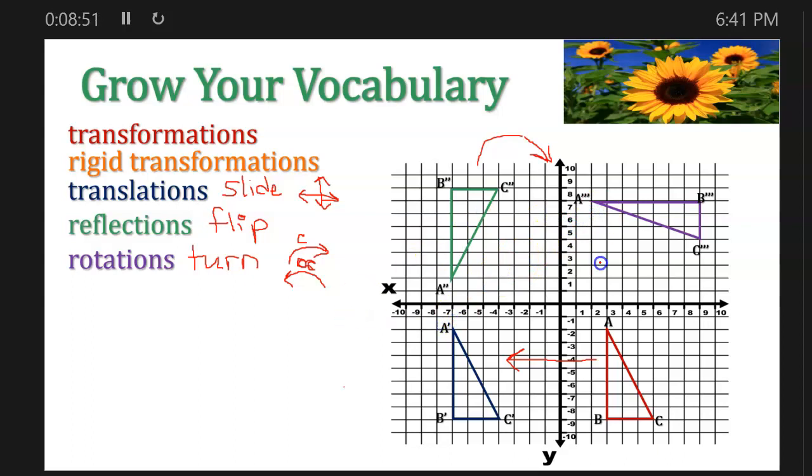So again, when you rotate a triangle, you're changing its location and its orientation. When you reflect a triangle, you're changing its orientation and its location. But when you translate, you're really only changing its location. You're not changing its orientation.